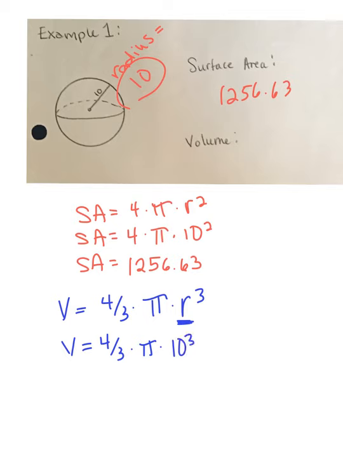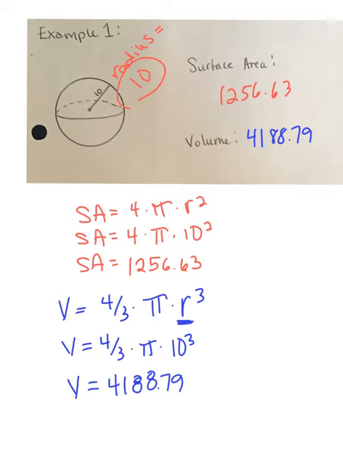Now remember, if you're using a graphing calculator like we have in class, that 4/3 should go into parentheses, and probably on some of the ones you have online too that you have downloaded. So what you should get when you put that into your calculator is 4,188.79. So again, if you're talking inches here, this is how many cubic inches it would take to fill it.